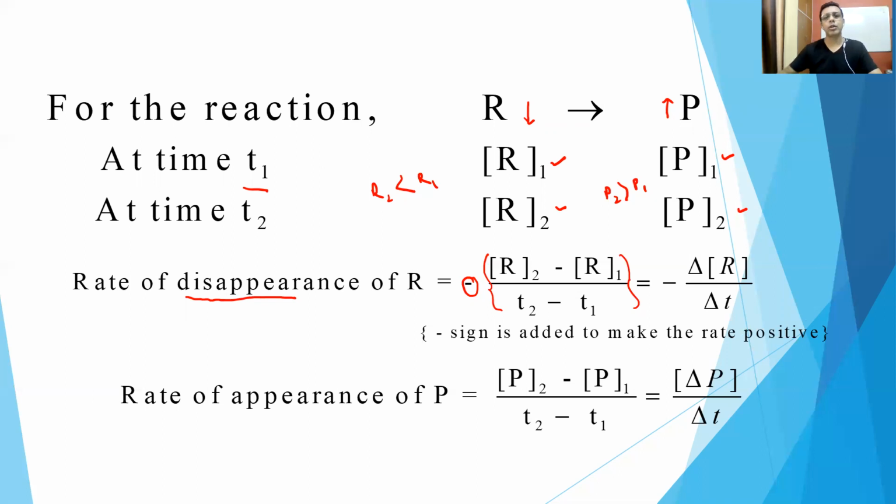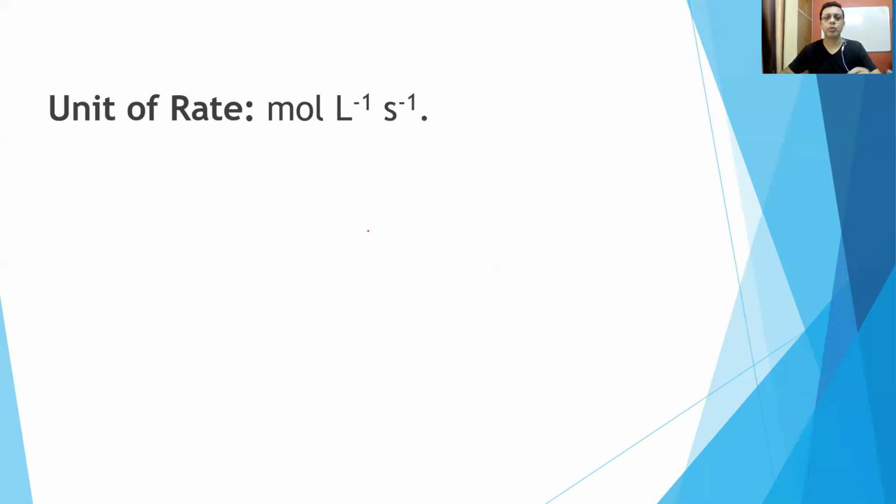Now let us talk about the unit of this rate. So how do we express the unit of the rate? See, we know that rate is change in concentration per unit time. So when it's the reactant, it will be negative, and when it's the product, it will be positive. In both cases, the rate has to be equal. Now this concentration, what's the unit? Concentration will be mole per liter, molar concentration, and time is in seconds. So the rate has a unit of mole per liter per second.